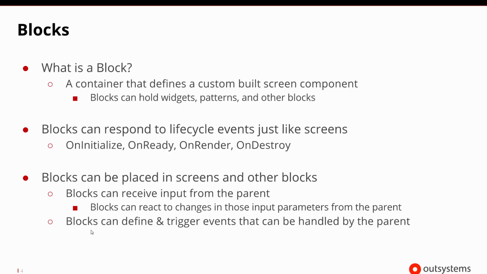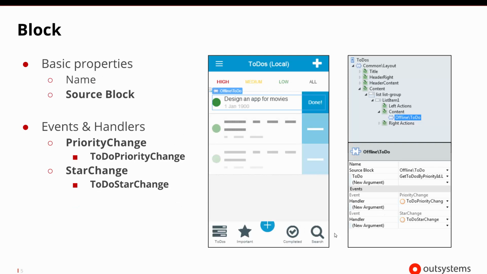And again, when something changes inside of the block that may affect the parent, we want to be able to define an event and trigger that event, and then it's the parent's responsibility to sense that event and have some sort of reaction to it. So the event will definitely be sent to the parent. The question is, will the parent do anything with that event?